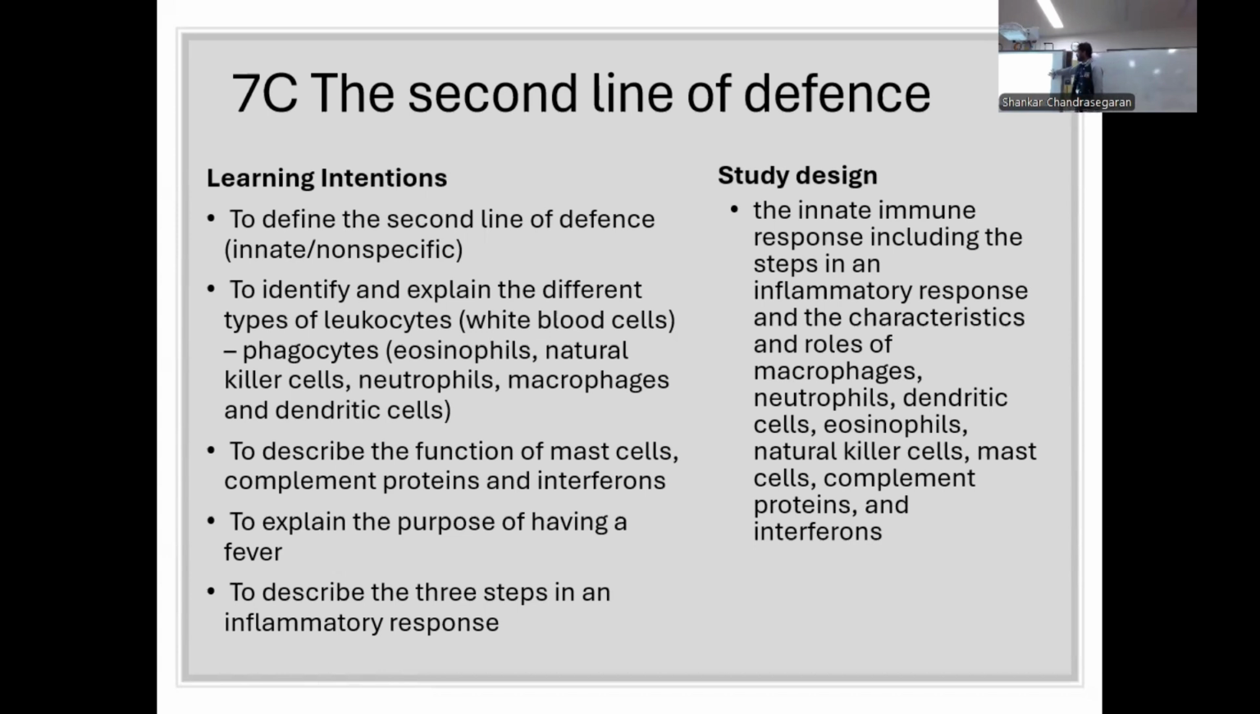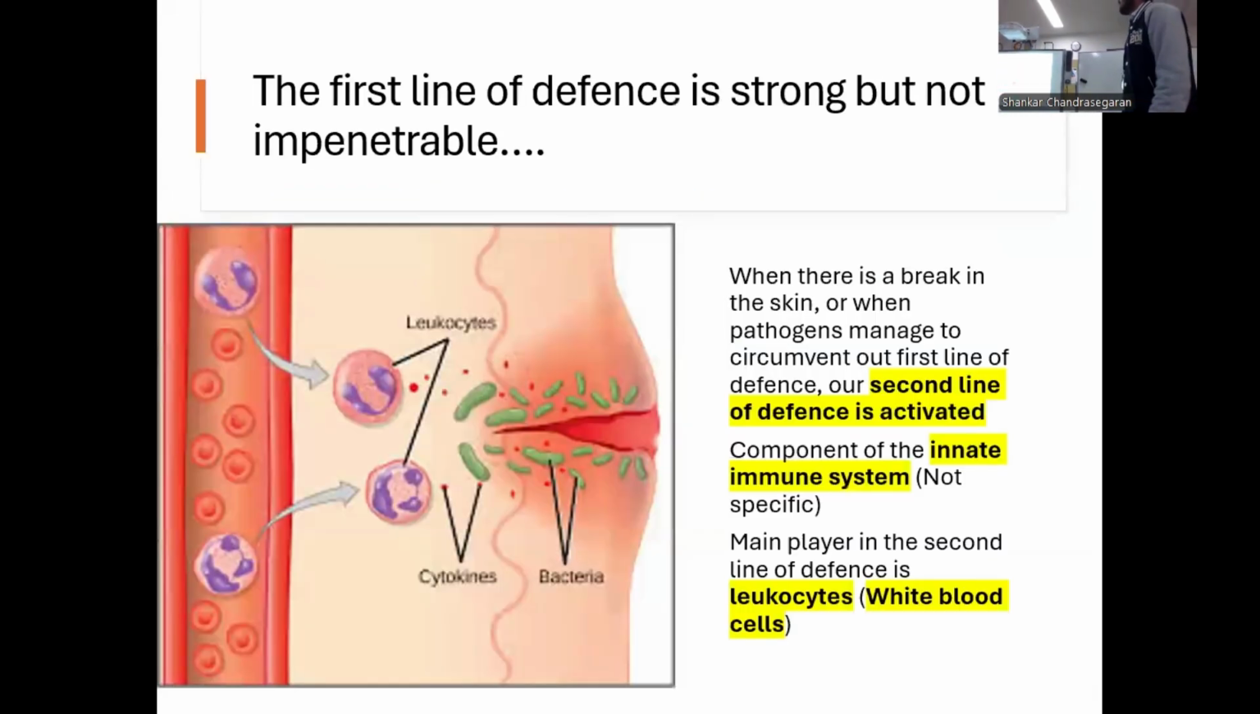So for this topic, you definitely need to know all the leukocytes and what they end up actually doing, right? All your macrophages, neutrophils, dendritic cells, eosinophils, natural killer cells, mast cells, and complement proteins and interferons. You need to know what each of those are and what their function is. Okay, and you also need to know what the steps in the inflammatory response are.